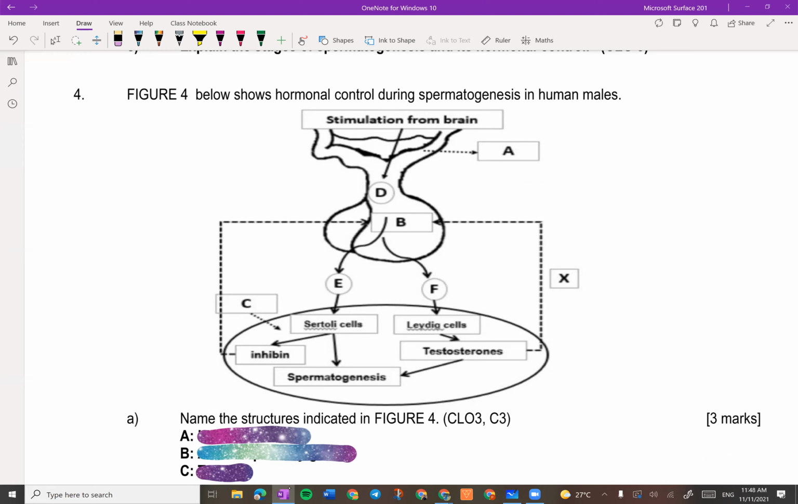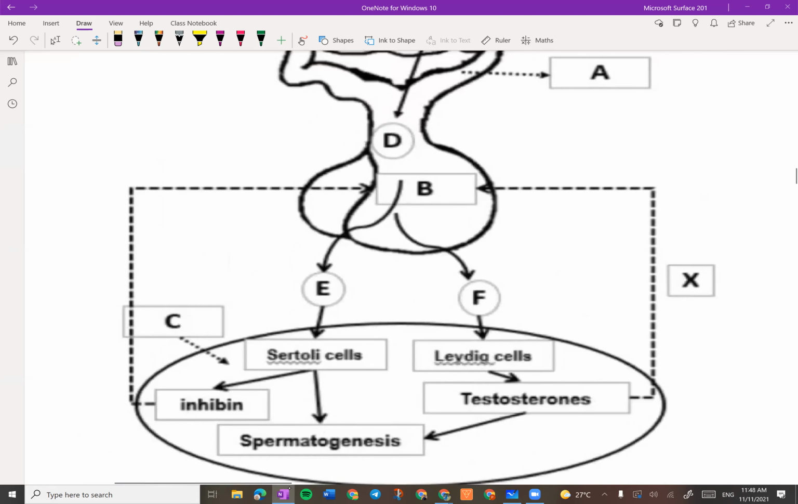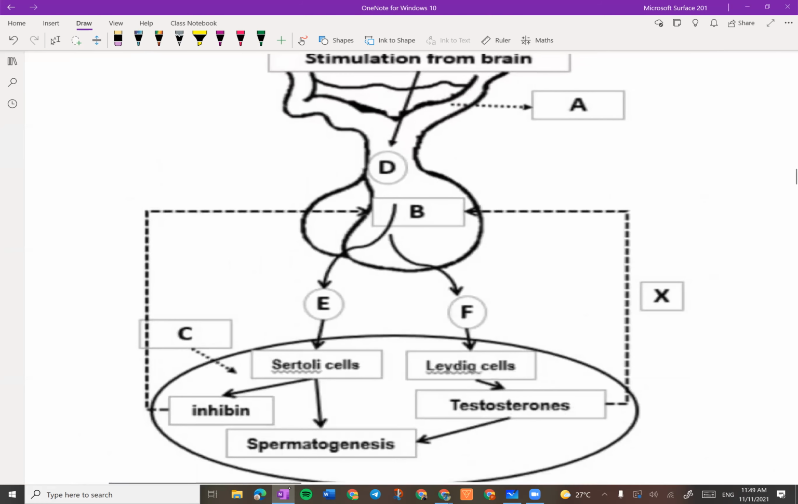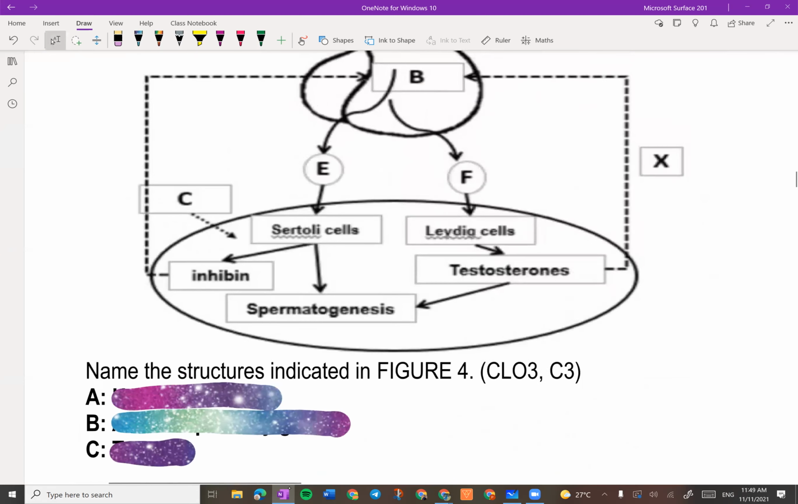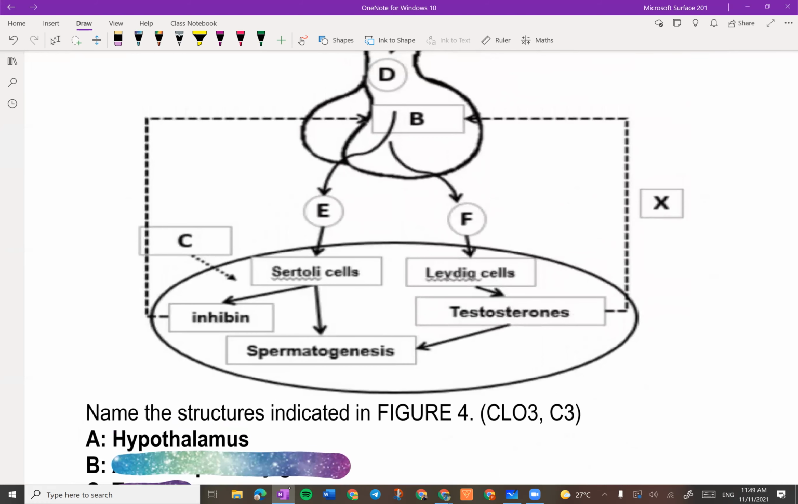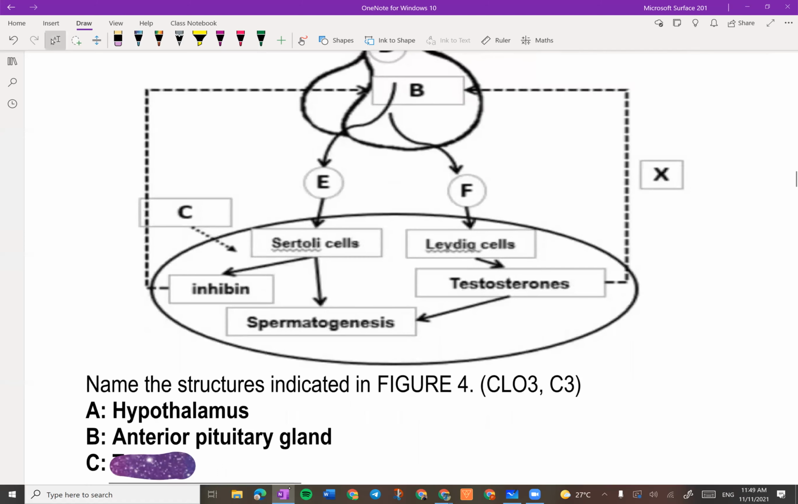Okay, what do you think C is? Sperm, right? Sperm is a cell. It is a structure. Say it. What is it? Testis. Good. Okay, structure C. So name the structure: A is hypothalamus, B is anterior pituitary, and C is testis.